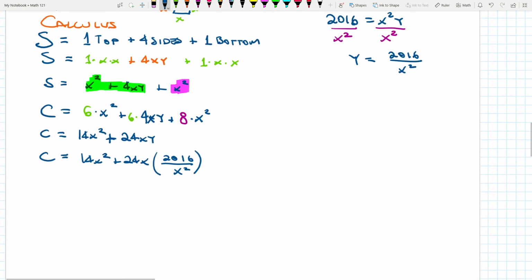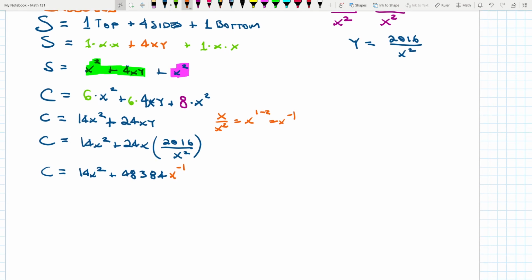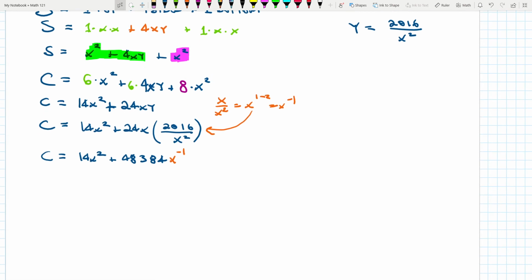Okay, let's simplify this a little bit. Let's multiply this. That's going to give us a big number, but don't worry. In the end, we're going to get really nice numbers. So that's 14x squared plus 24 times 2016, which gives us 48,384. And if we divide x over x squared, x over x squared is x to the 1 minus 2, which is x to the negative 1. So I'm going to write it as x to the negative 1, just so we have it ready to differentiate. All right.